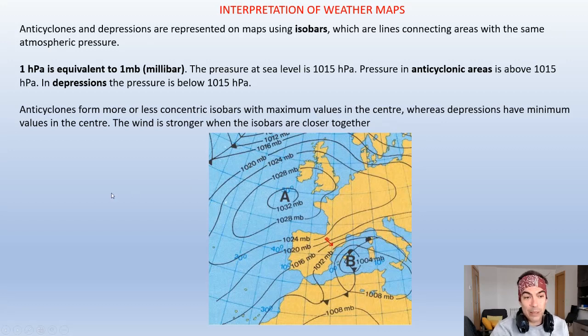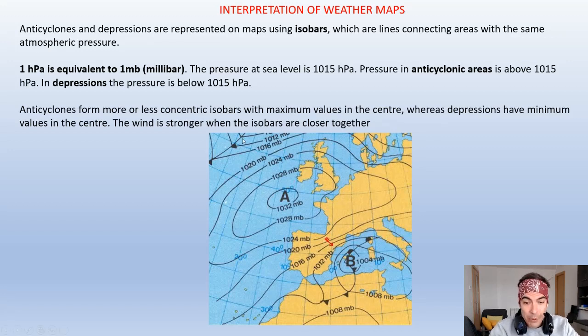So what is a millibar? A millibar is the same as a hectopascal, which is the unit we use to measure the atmospheric pressure, but the most common one is the millibar. We have to know that the pressure at sea level, at 0 meters of height, is 1015 hectopascals. So if the pressure is above 1015, we name that an anticyclonic area, and if the pressure is below 1015 millibars, we name that a depression.